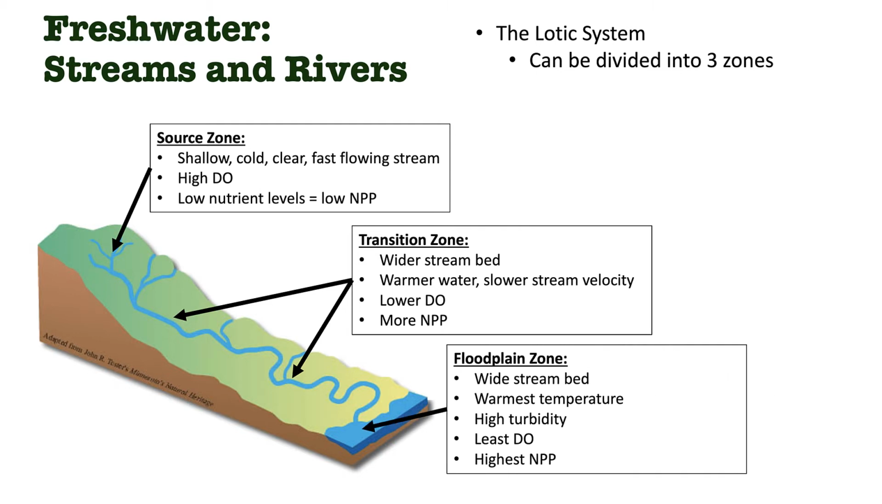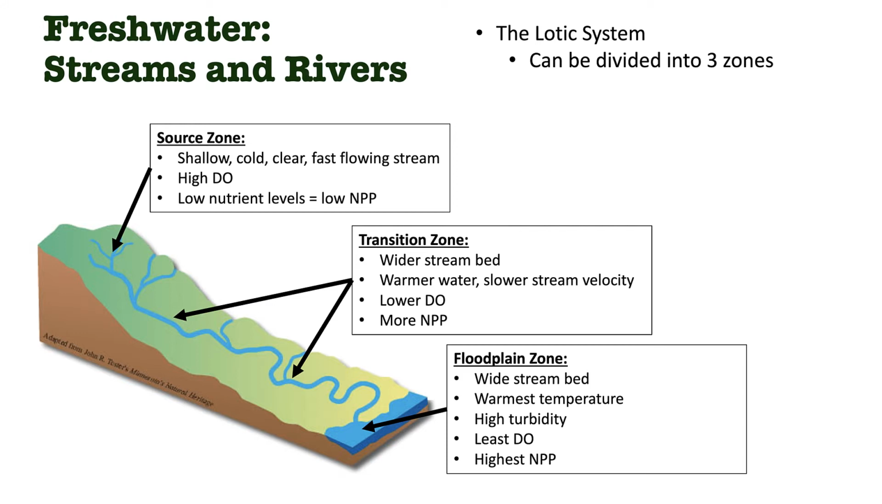Now we end in the floodplain zone, which is towards the mouth of the stream or river. This is the widest portion of the bed. You usually find the warmest temperatures here. It also tends to be on the shallower side because all the sediment is starting to build up as it slows down. You have higher turbidity, which basically means the water is cloudier. You have the least amount of dissolved oxygen in this area, and the highest net primary productivity.